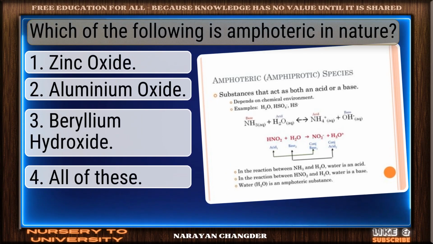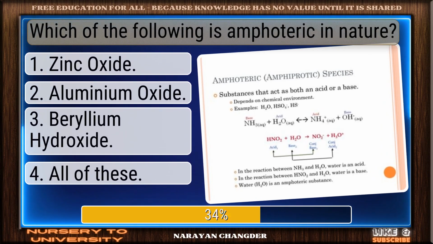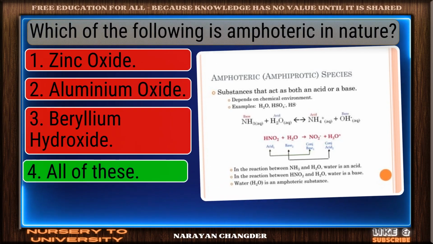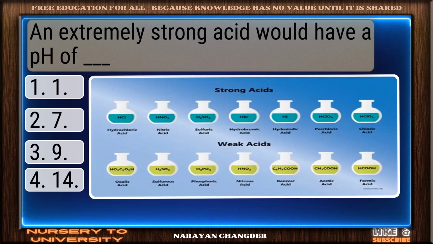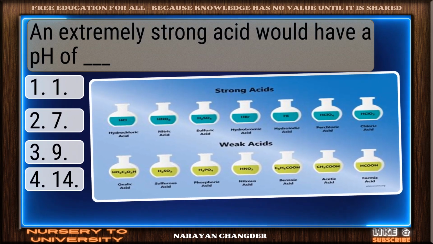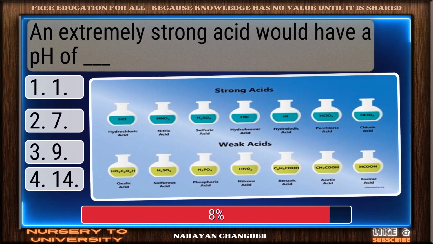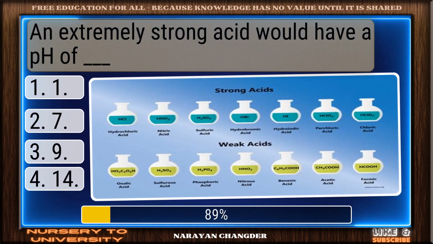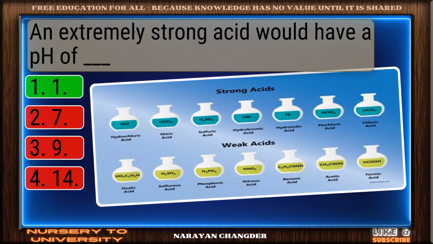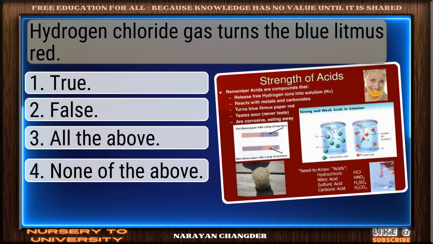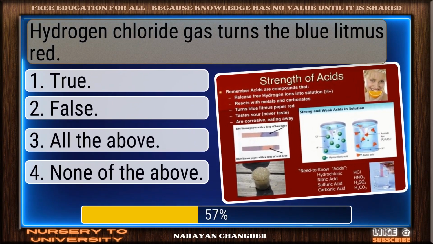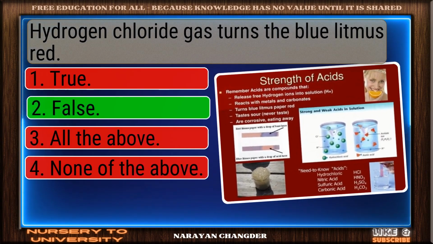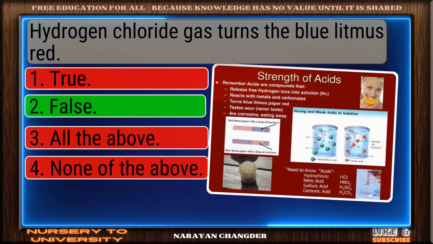Which of the following is amphoteric in nature? Well reasoned. All of these is correct. An extremely strong acid would have a pH of dash. Solid response. 1 is valid. Hydrogen chloride gas turns the blue litmus red. Clear logic. False is sound.